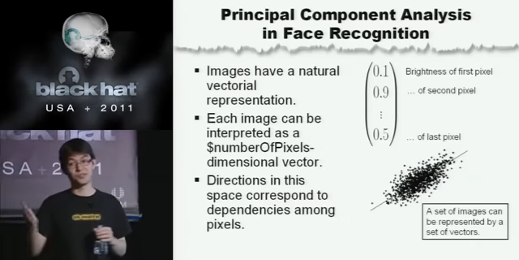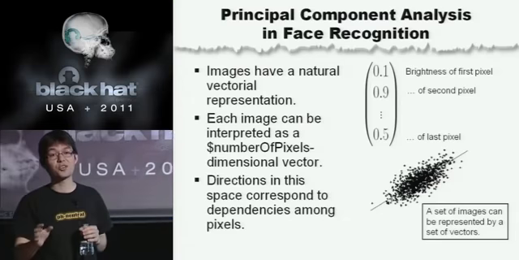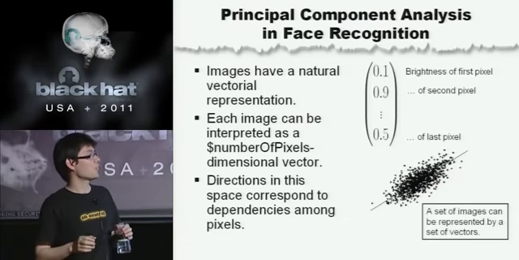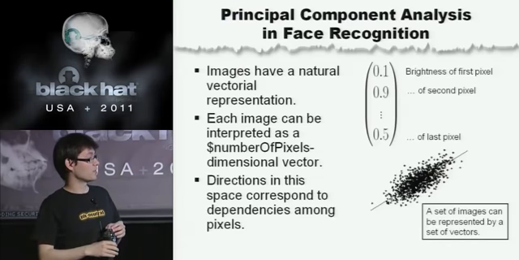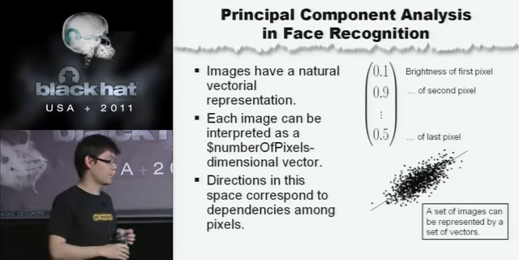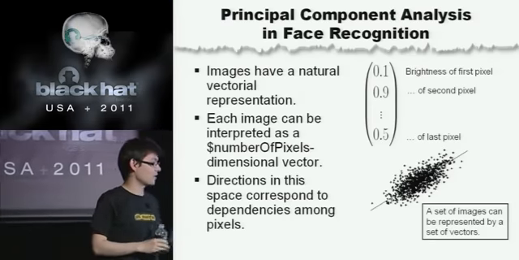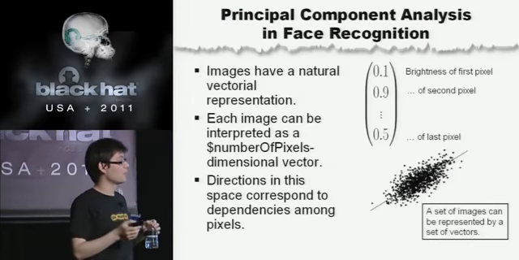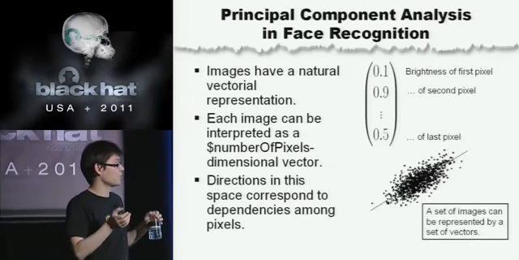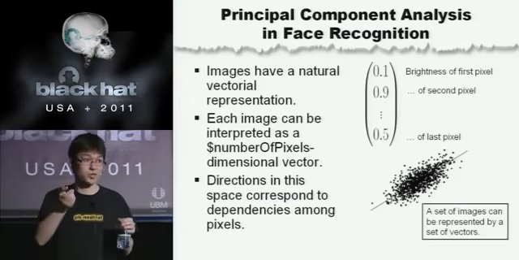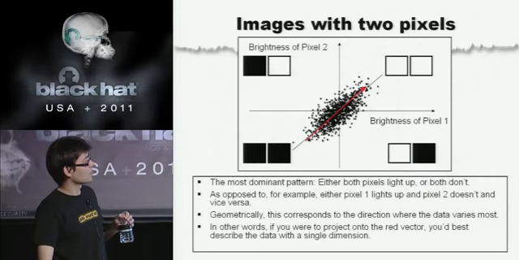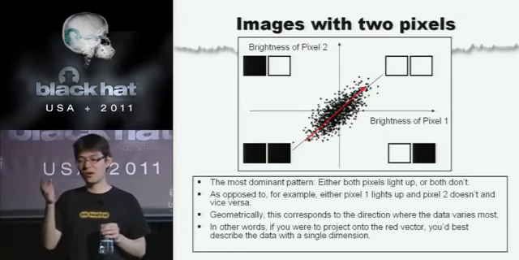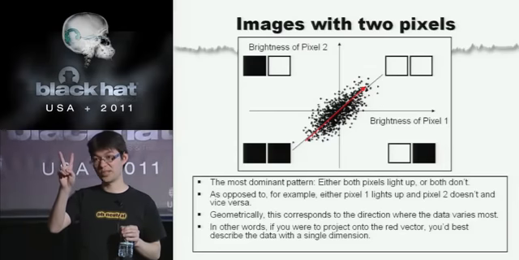So for images, like the faces you just saw, there's a very natural mapping that you can apply. You could just take all the pixels and put the brightness in the vector. Then each image is a data point in a high-dimensional space where the number of dimensions is equal to the number of pixels. Okay. So let's consider a small example. Let's say we only consider images with 2 pixels.